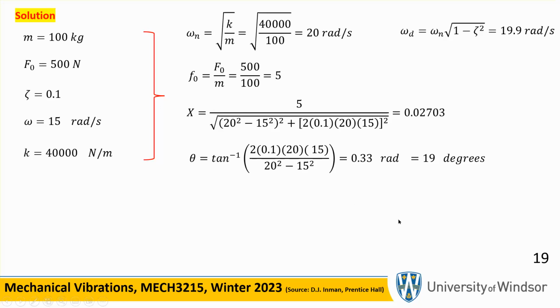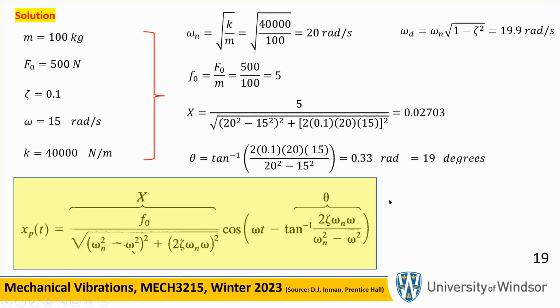You will see later on, this business of omega squared minus omega n squared is not that clean. We're going to rewrite the expression for X in terms of something called frequency ratio, omega over omega n. Right now, just literally plug it in. But I'm going to show you later on that it's better to write this in a different way. Anyway, all the stuff goes into this because this is the steady state solution. We just calculated big X. We just calculated theta. Just plug it in. This omega is the driving frequency, which happened to be 15 radians per second.